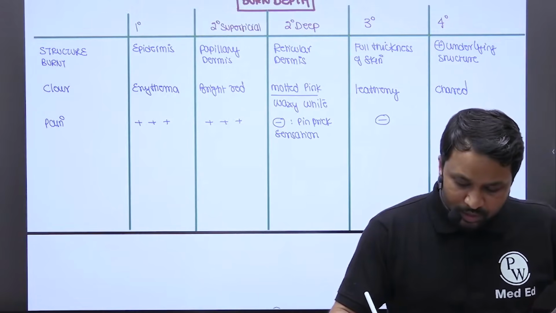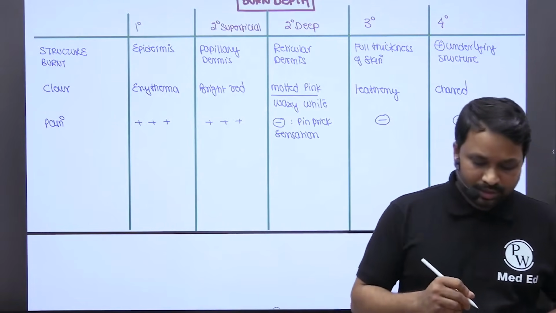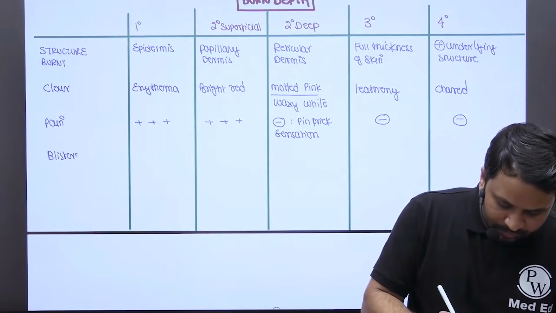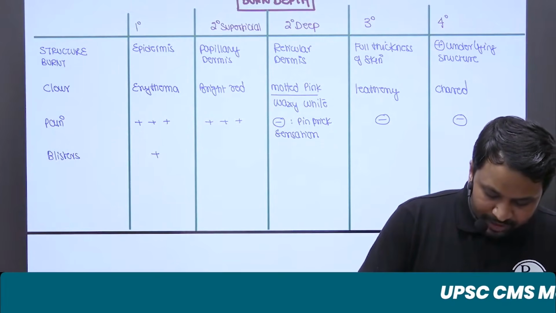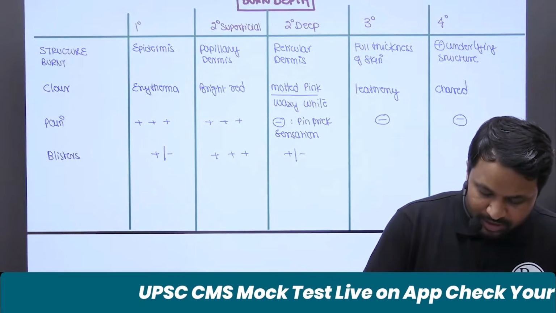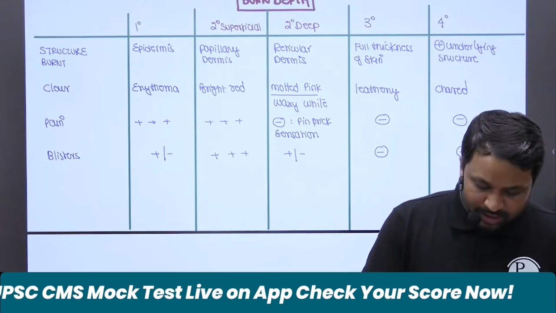Third degree, fourth degree: no skin, no pain at all. Then blisters: first degree may or may not have blisters. Second degree superficial will have blisters. Second degree deep may or may not have blisters. Third degree and fourth degree have no skin, no blisters.